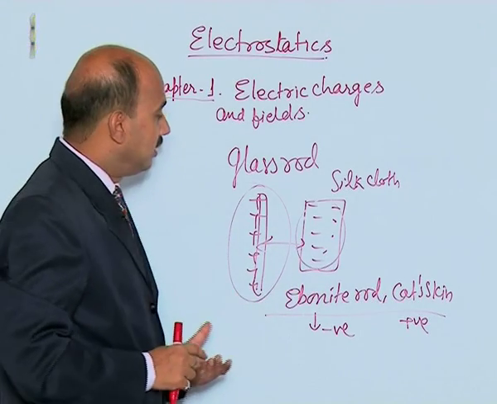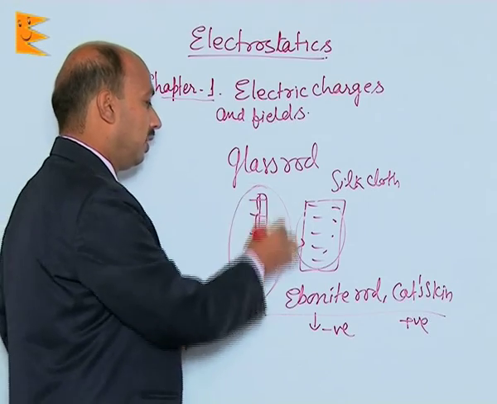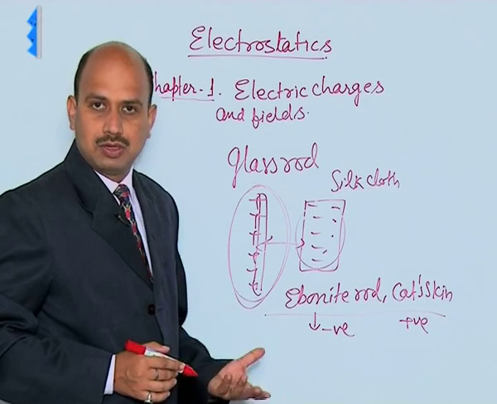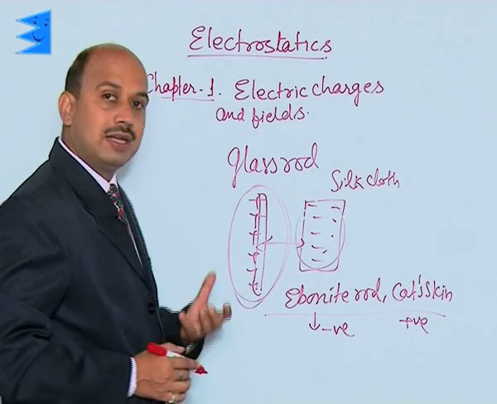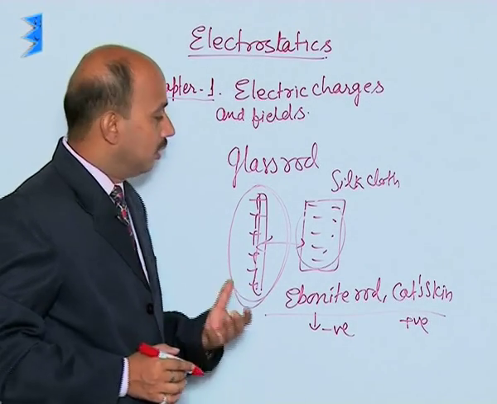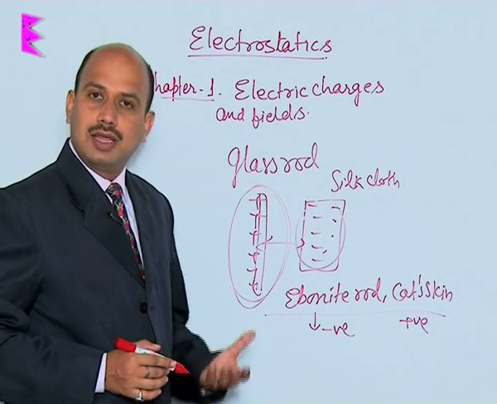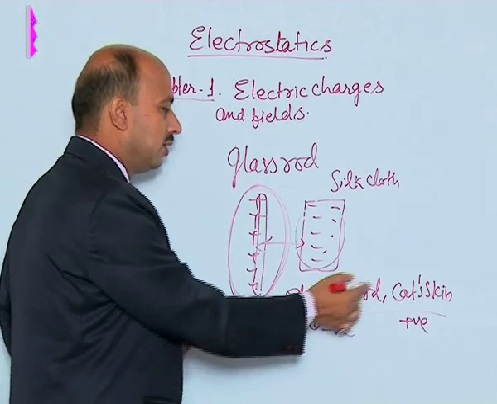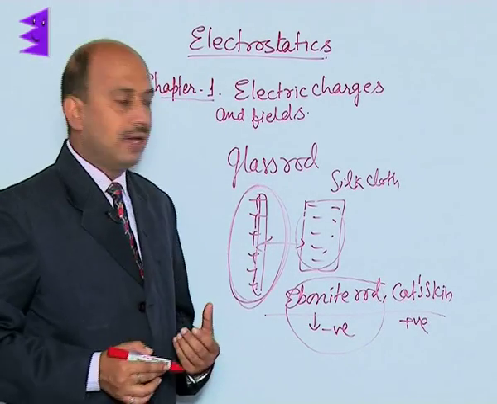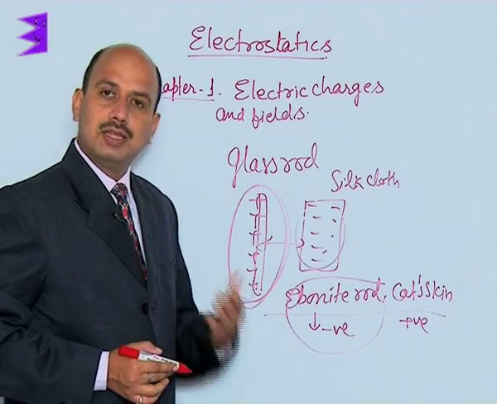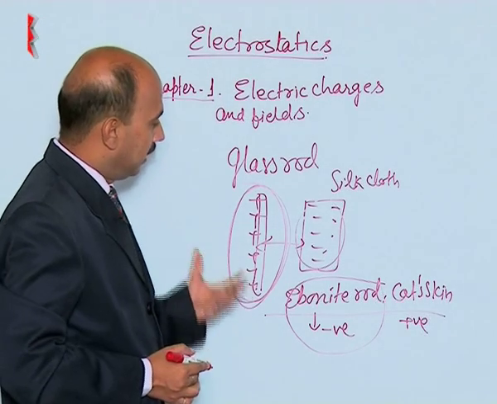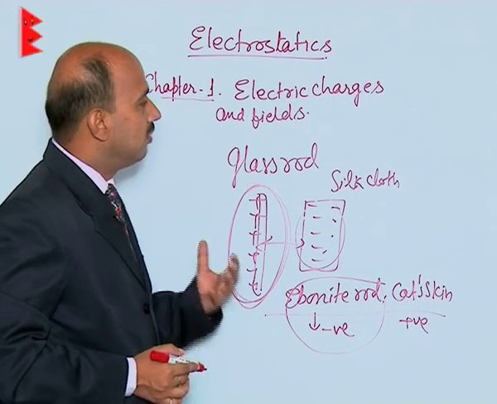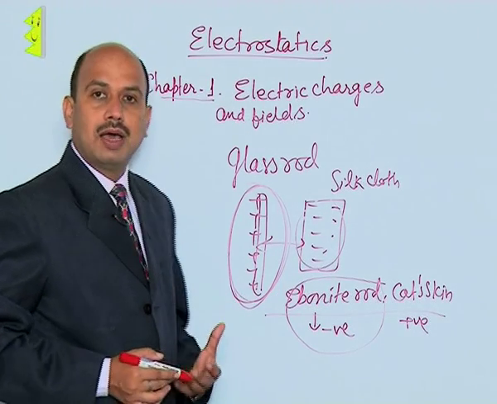Conventionally, the charge developed on the glass rod is taken as positive and on the ebonite rod as negative. This type of electrification of a body is called frictional electricity. The body has been electrified only due to friction, because when they are rubbed, the material which has loosely bound electrons loses electrons. So this is about the charging of a body by using friction.